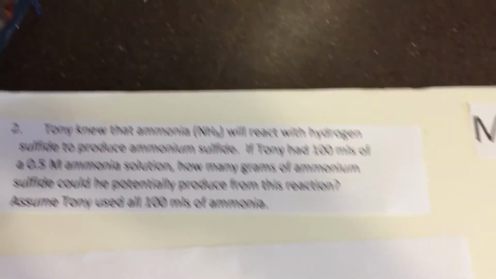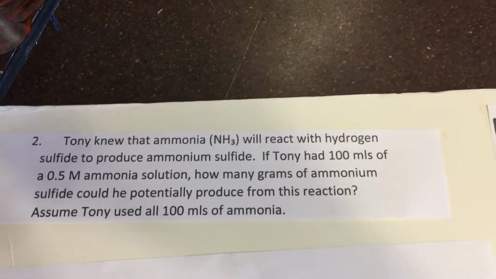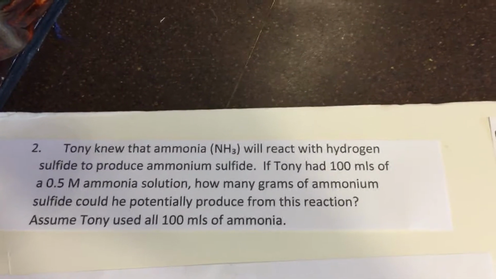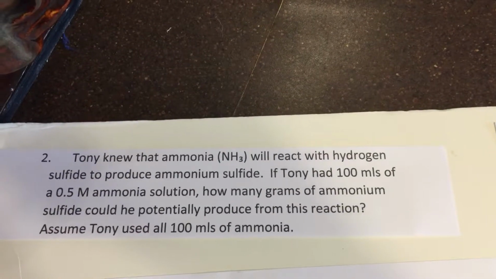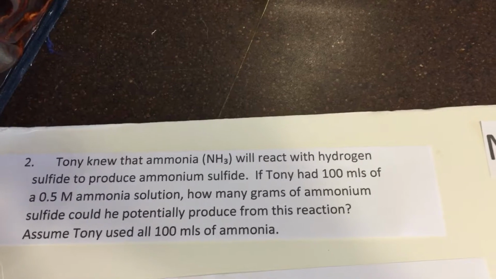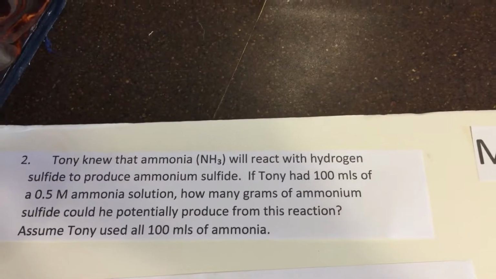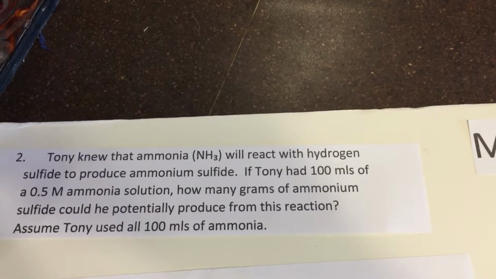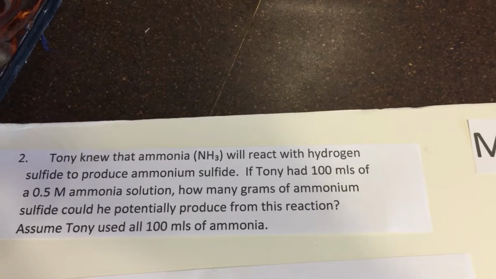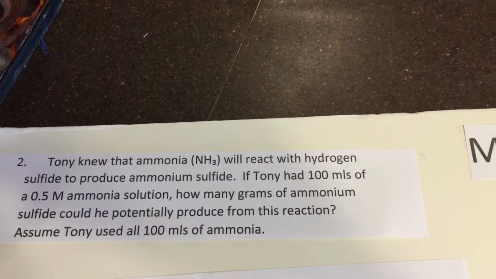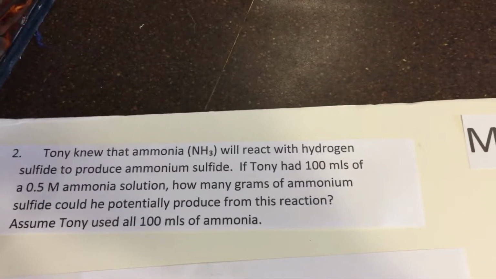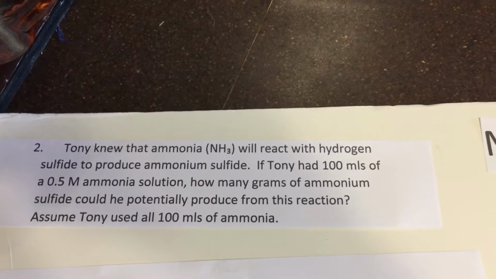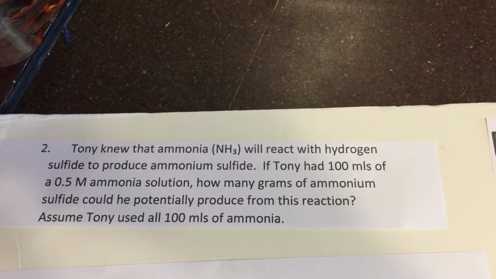Okay, we are on question number 2. Tony knew that ammonia, NH3, will react with hydrogen sulfide to produce ammonium sulfide. If Tony had 100 milliliters of 0.5 molar ammonia solution, how many grams of ammonium sulfide could he potentially produce from this reaction? Assume Tony used all 100 milliliters of ammonia.